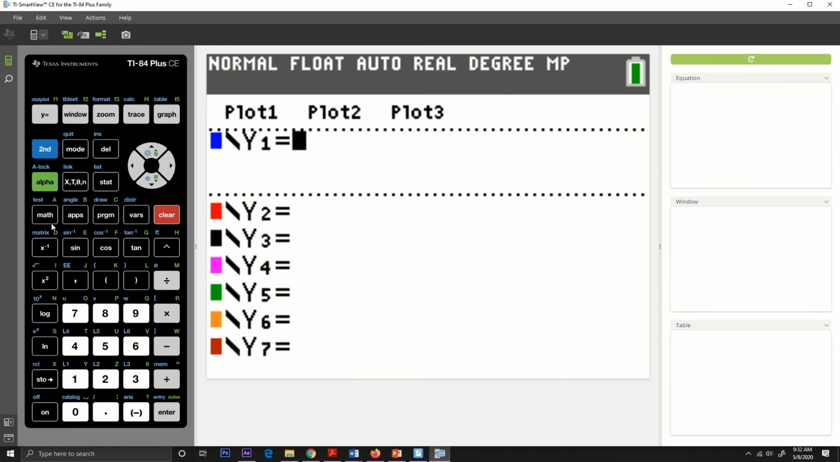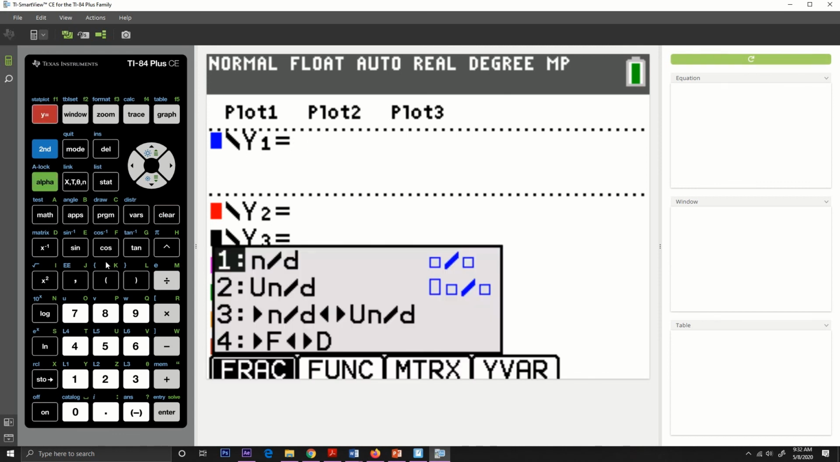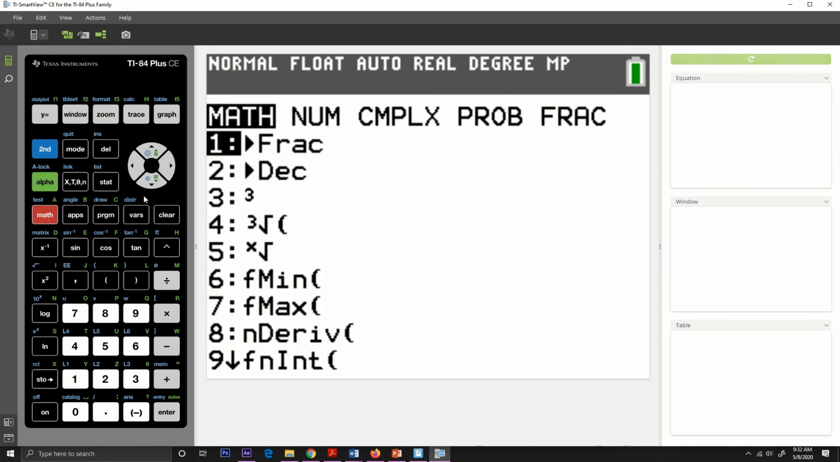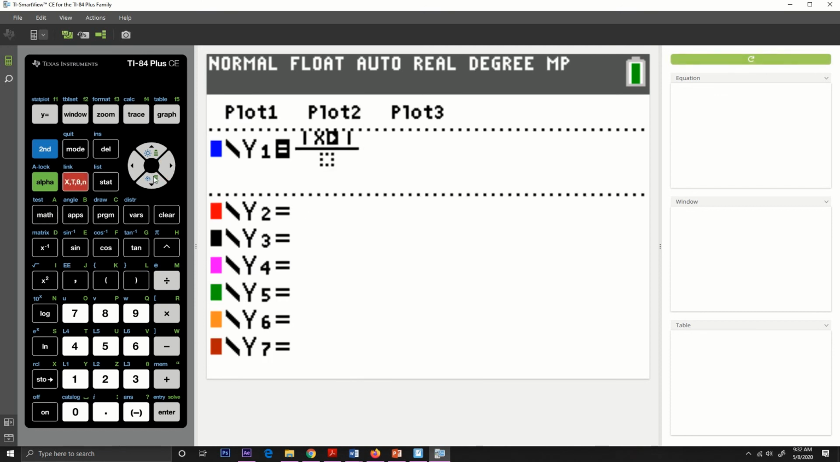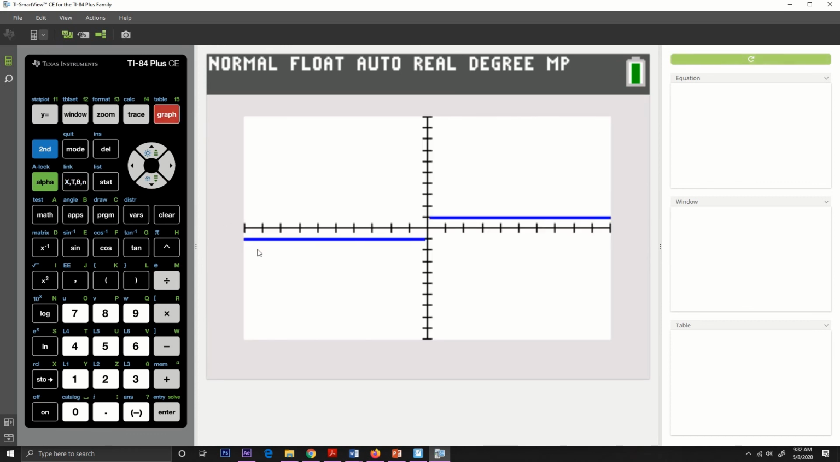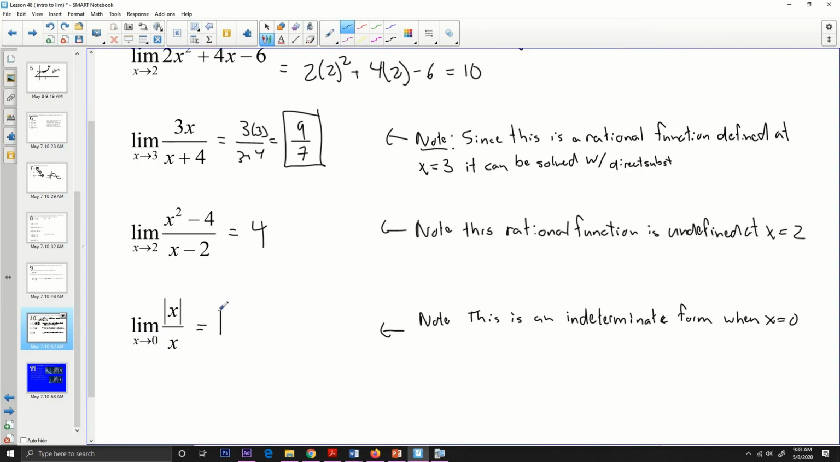Oh, cleared everything out. That stinks. So let's go alpha, y equals, let's go fraction, let's go math, let's go over to number. 1 for absolute value, we want an x on top and we want an x on the bottom. And so I hit graph, and as I come in from the left-hand side, it looks like it's going to -1. And as I come in from the right-hand side, it looks as if it's going to +1. Since the left-hand side and the right-hand side don't point to the same value like they did in the last one, we're going to say that this limit does not exist.